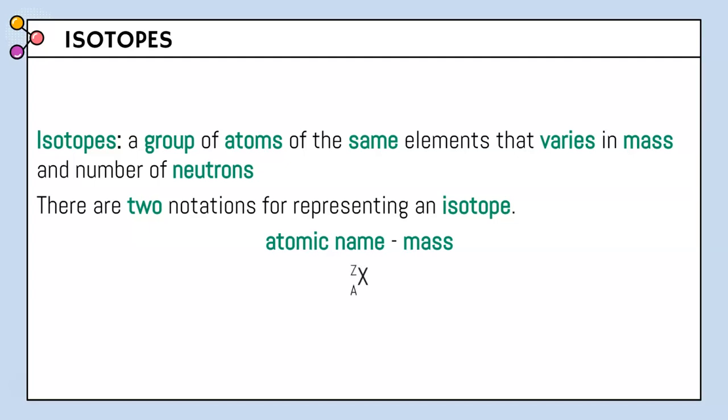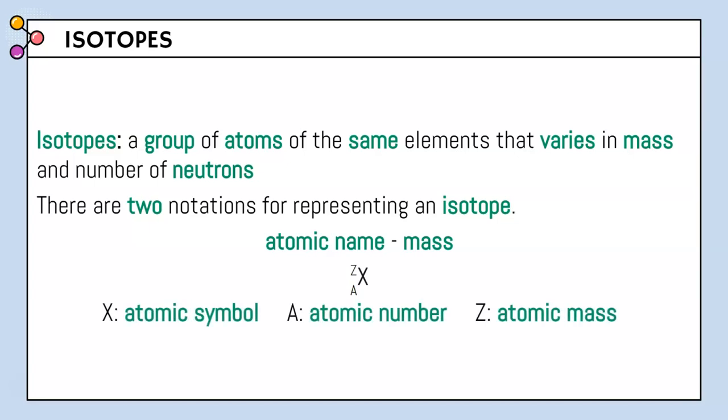The other way of notation is a superscript Z, subscript A with a regular X. Now our X is our atomic symbol, A is our atomic number, and Z is our atomic mass.